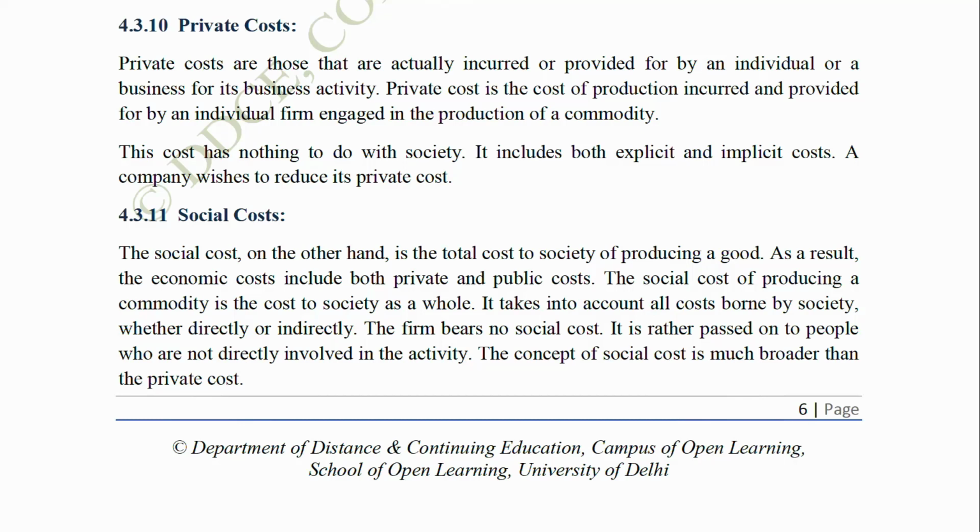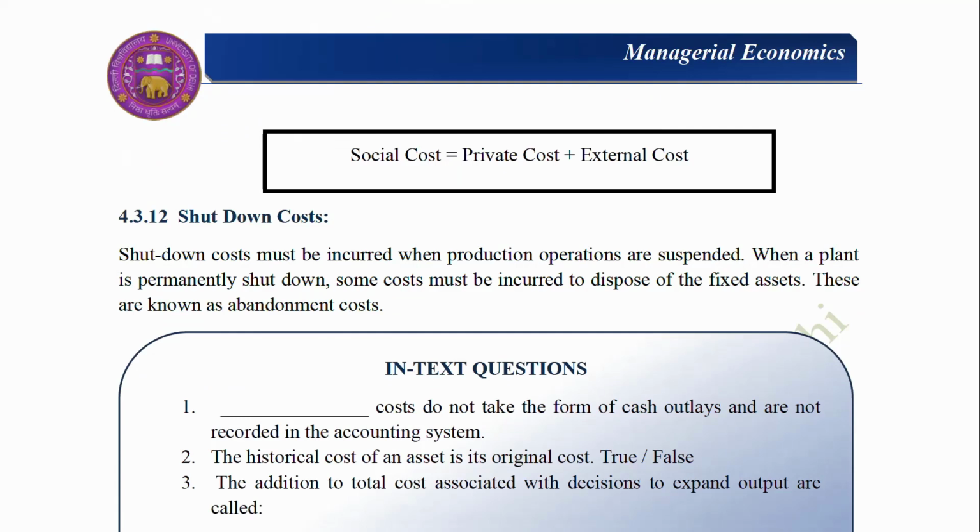The firm bears no social cost. It is rather passed on to people who are not directly involved in the activity. The concept of social cost is much broader than the private cost. So, the social cost equals private cost plus external cost.